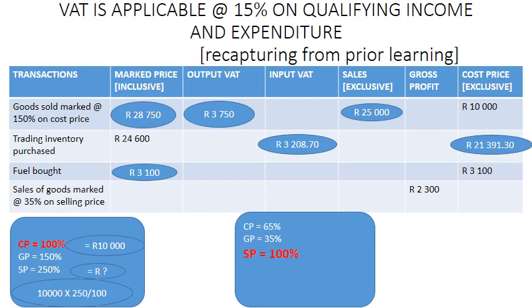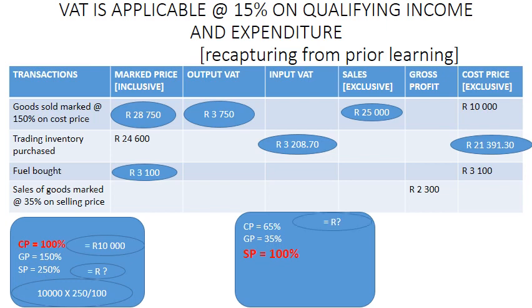Please note the following. When we do calculations on a perpetual inventory system, it's important to take note of the base that is given. In the first transaction, the base for calculating the markup was given as cost price. Therefore, cost price was expressed as 100%. In this line transaction, selling price is given as a base for calculations. Therefore, selling price will be expressed as 100%.